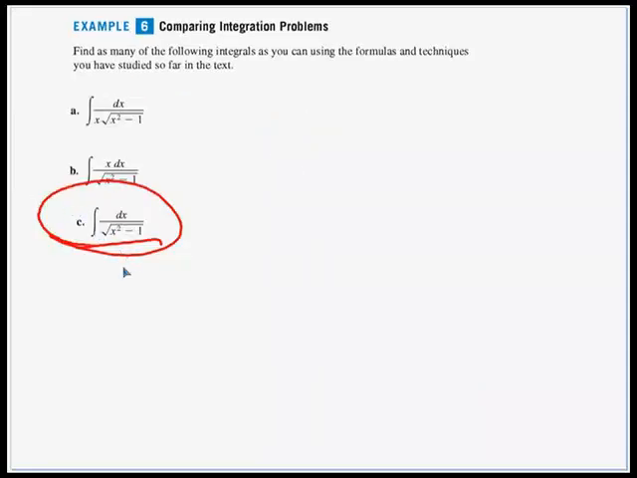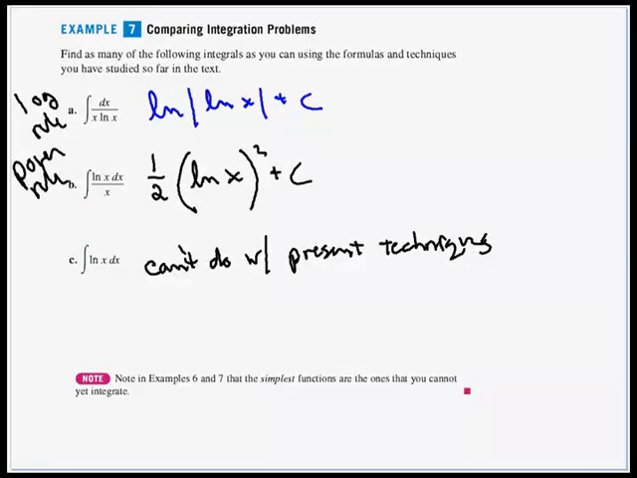Same thing back here with part C. It was the simplest one without that extra x variable thrown in, which actually made it the hardest, if not impossible, to find the antiderivative of. And that ends section 5.8, the inverse trig functions, and that is the end of chapter 5.